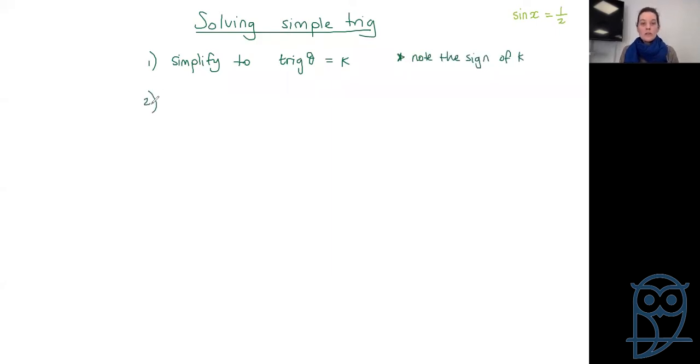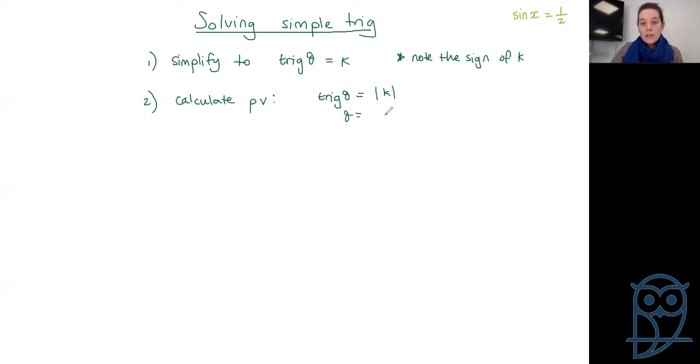Next thing we're going to do is we're going to calculate our PV. But remember, PV fell in that first quadrant from 0 to 90. And the thing about that is that everything is positive. So we can't say that sine theta equals minus a half because it wouldn't fall in that 0 to 90. So what we're going to do in order to make sure we get our PV is we're going to work with the modulus of k. So we're going to say trig theta equals the modulus of k.